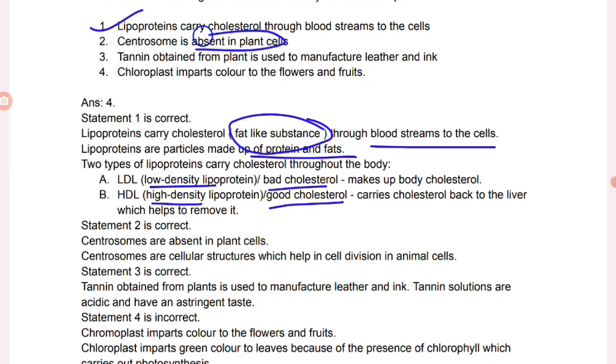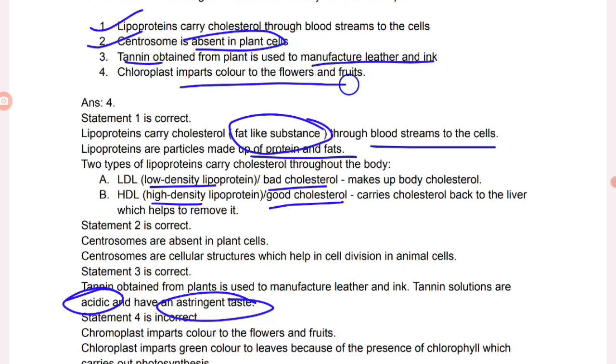Centrosome is absent in plant cells. So this is correct. It is present in animal cells. Tannin obtained from plant is used to manufacture leather and ink. So this is correct. Tannin solutions are acidic and have astringent taste.